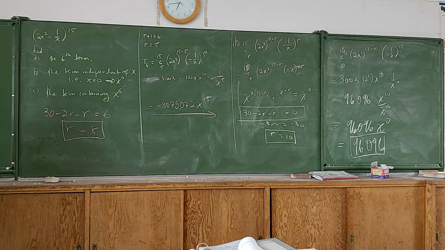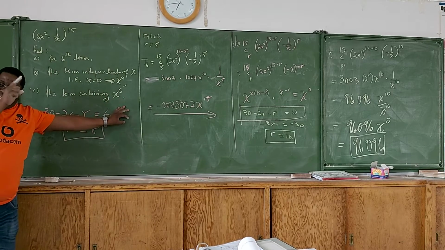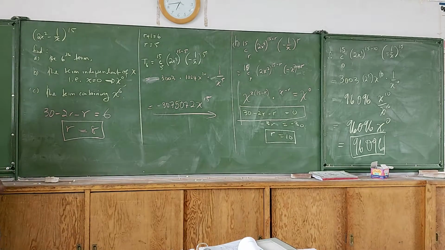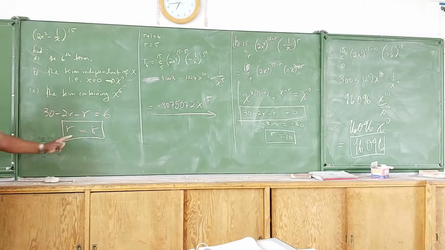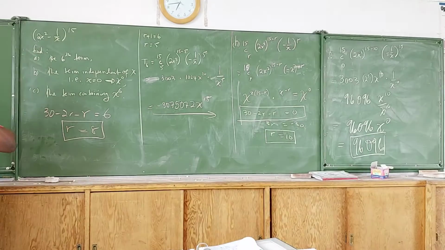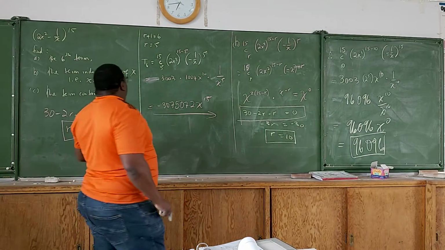Happy? Too fast for you? If you take the 30 over, it becomes 6 minus 30, which is negative 24. Negative 24 divided by negative 3 is equal to 8. Does that make sense? Are we happy so far? Everybody is fine?